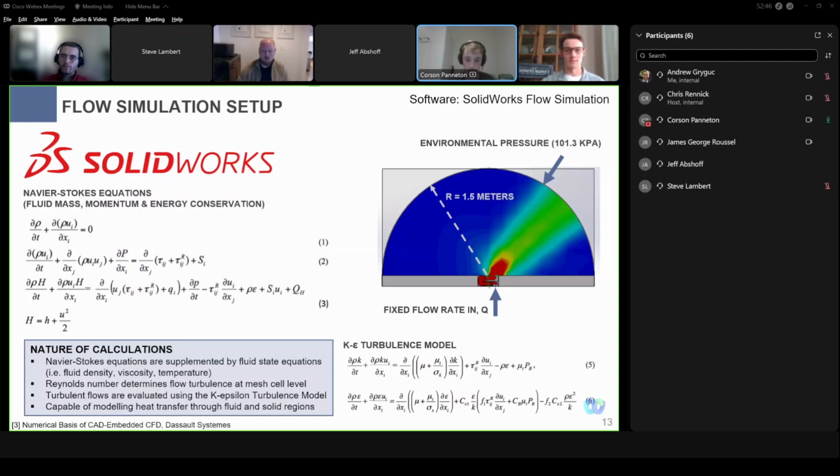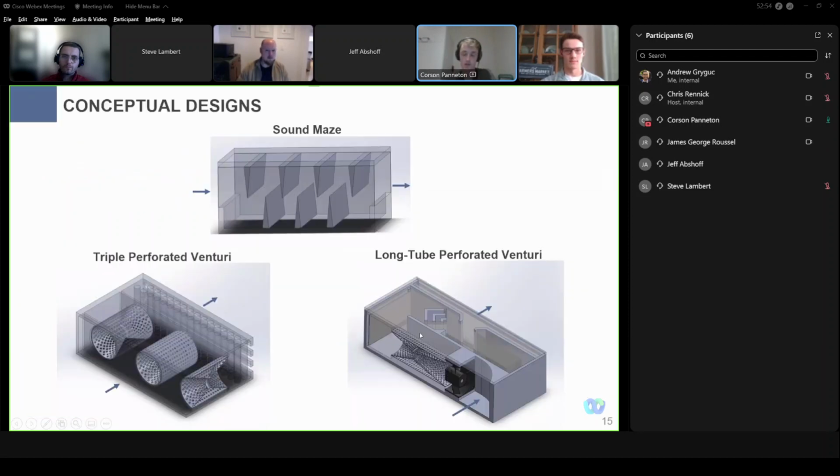And so yeah, really, actually, I'm just going to jump ahead into how we actually used some of these a little more practically in the details of it. So as James mentioned, we had 3 different concepts. We did some physical testing, and we supplemented that with flow simulation and acoustic simulation.